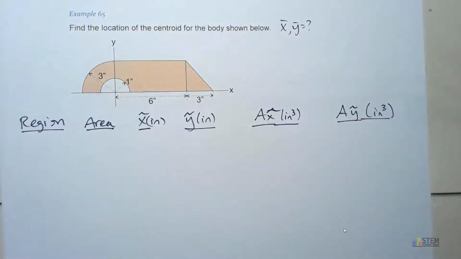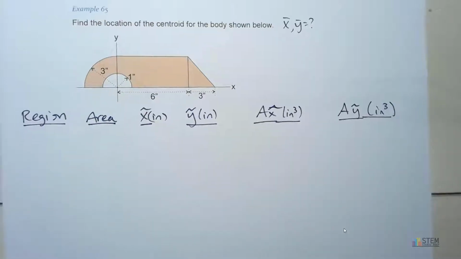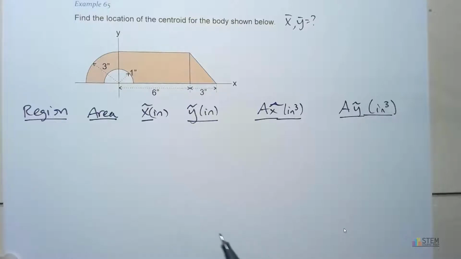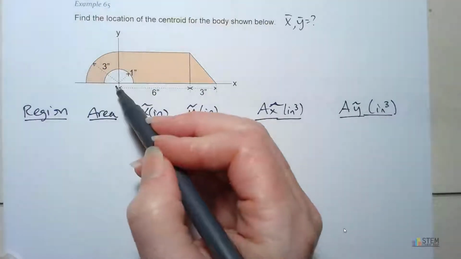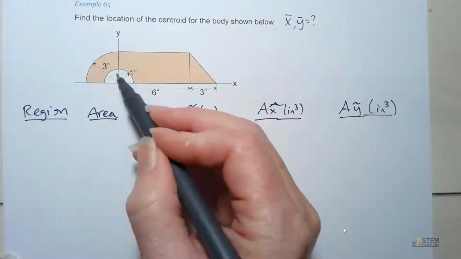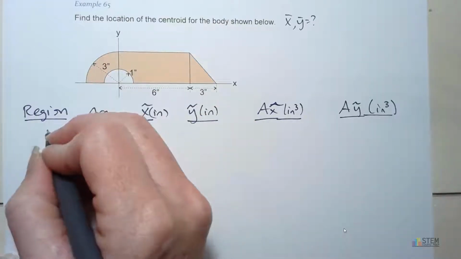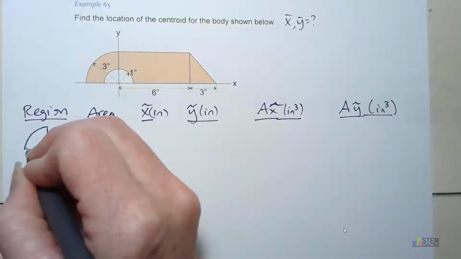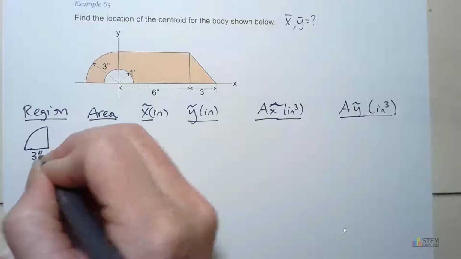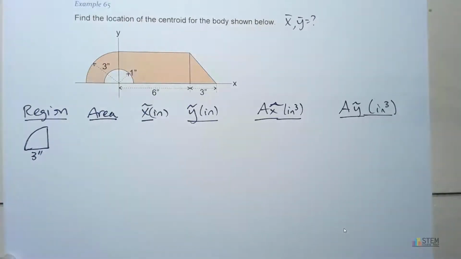Alright, so let's look at this and see what we get. Let's put the different shapes that we're going to have in this table, and then we'll fill out the rest. Let's start with this quarter circle right here. Forget about this being white for right now. Act like this is solid orange, and we're going to pull out this quarter circle. So this is going to be our first shape or region, and this distance here is 3.